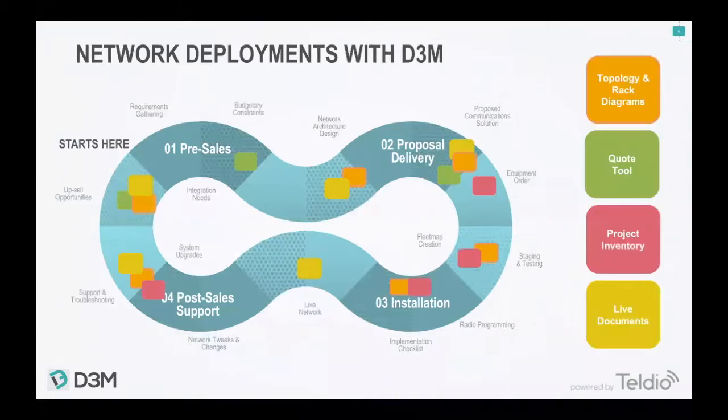So where can D3M actually help you with? These are the 4 main components. For those of you that are very familiar with D3M, you'll remember that we have topology and rack diagrams, and we have a quote tool, which we'll focus on today, the project inventory, which is where all of your equipment and connections lie, as well as live documents and how you share with customers. So you can see here from this graph, with these 4 different components, we really touch the entire life cycle of that network deployment.